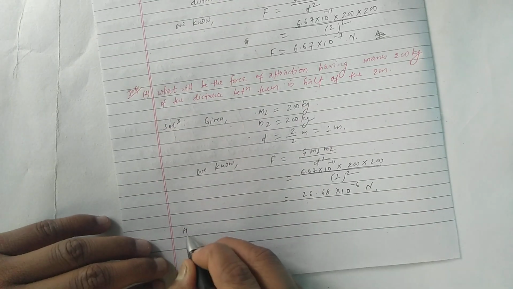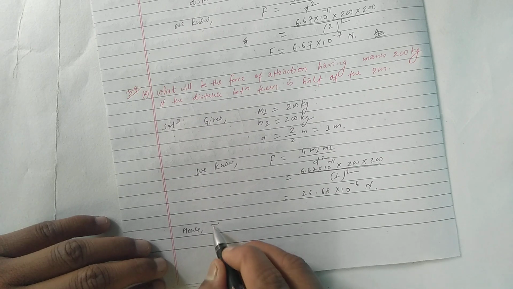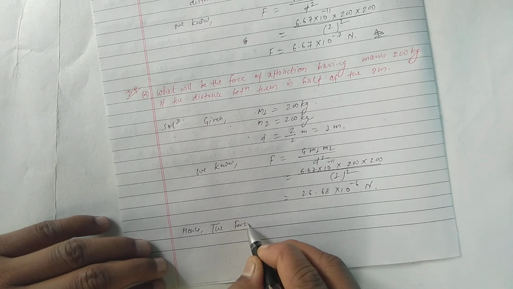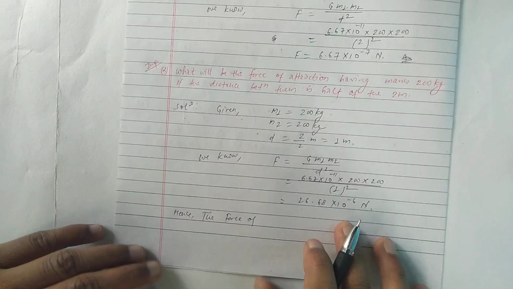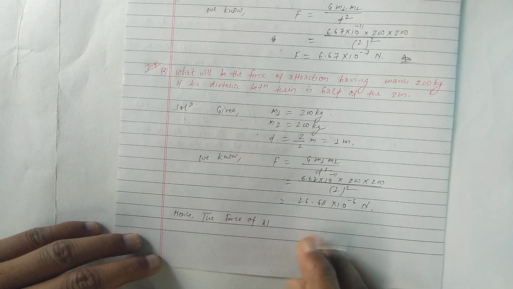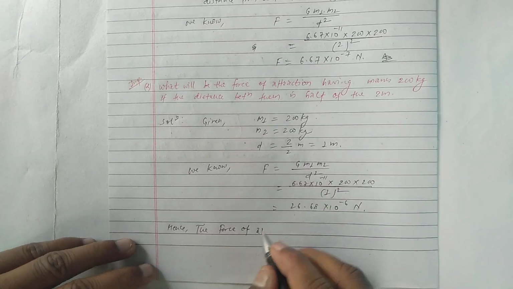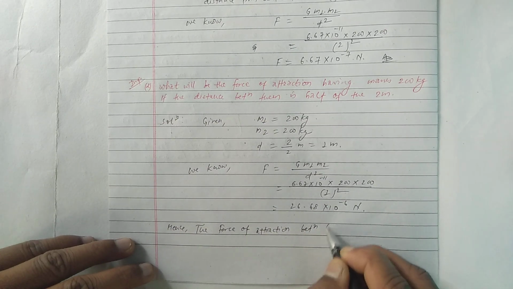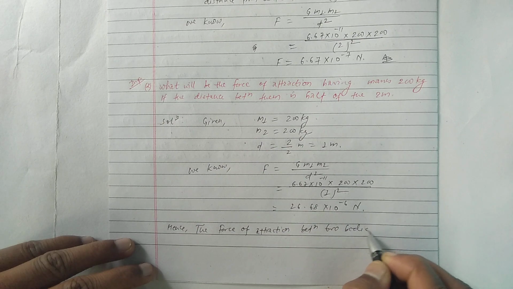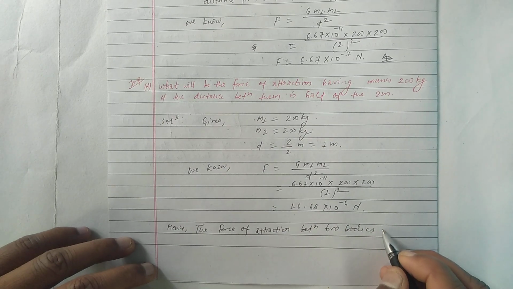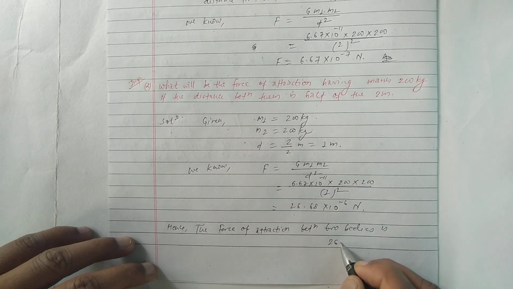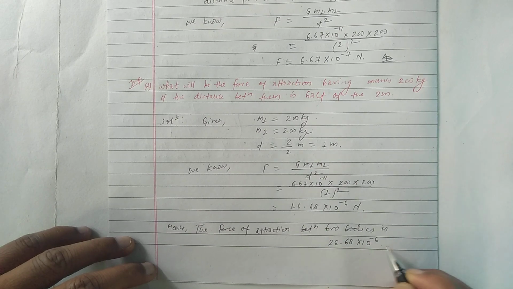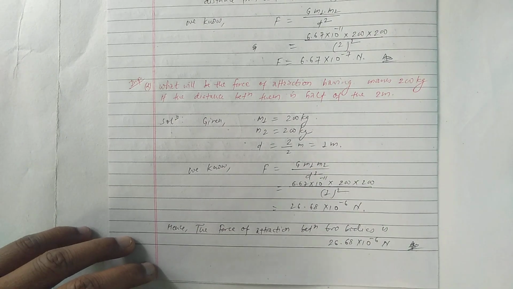So you can write here in conclusion, hence the force of attraction between the two bodies is 26.68 into 10 to the power minus 6 Newton, which is our required force of attraction. Okay, now let's move on to the third question.